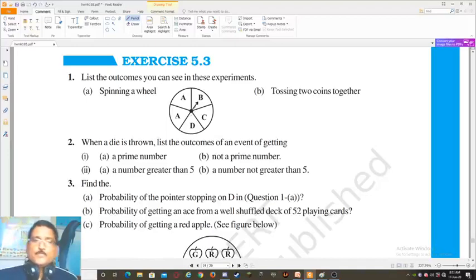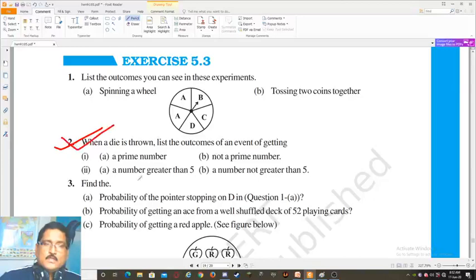Okay, a spinning wheel. List the outcomes. Outcomes are A, B, C, D. Tossing a coin: probability will be head or tail. When a die is thrown, list the outcomes. Already I have done this question. Take an example. Prime numbers on a dice are what? 2, 3, 5. Not prime: 1, 4, 6. Number greater than 5: only one, that is 6. Number not greater than 5 means 5 and below: 5, 4, 3, 2, 1. Here they are asking for outcomes, not to find a probability.